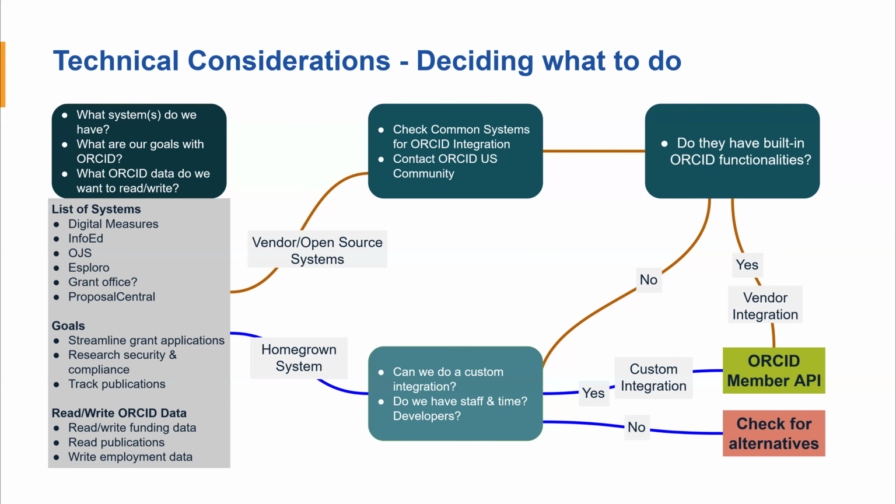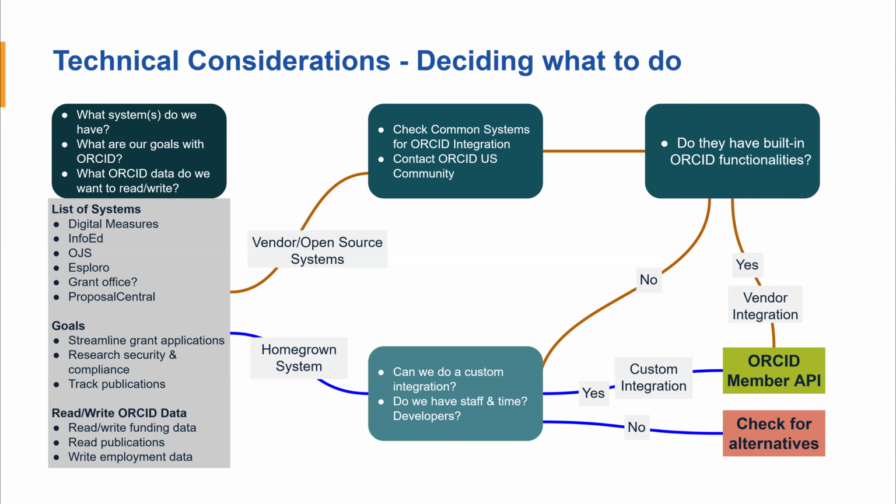And then you can ask yourself whether they have built-in ORCID functionalities. If they do, that's wonderful. You can go ahead and do a vendor integration using the ORCID member API key. If they don't have ORCID functionalities, you can go ahead and ask yourself, can we do a custom integration with this system? Can we have a workaround? Do we have staff time? Do we have developers? All of those questions you want to think about and ask yourselves. And then, if you want to go ahead and do a custom integration, for example, you can go ahead and do that and get those plans together.